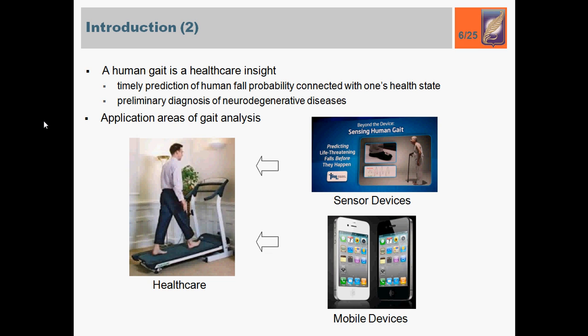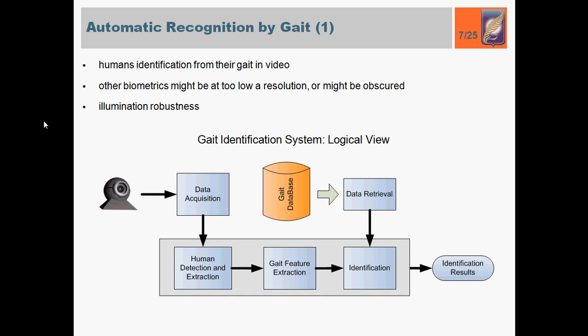Another application area of gait analysis is healthcare. Gait gives opportunities to obtain implicit information about human health state in a new dimension due to control of movements by the human neural system, and provides possibilities of preliminary diagnosis of neurodegenerative diseases. Automatic recognition by gait implies humans' identification from their natural way to walk in video. Other biometrics might be at too low a resolution or might be obscured. Gait has a property of robustness to illumination changing.